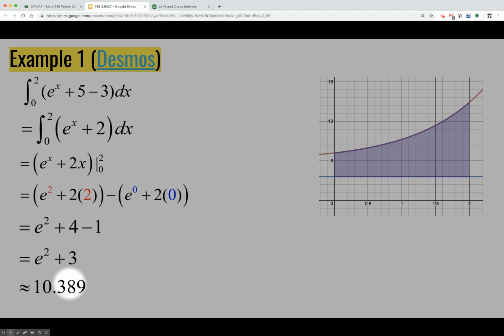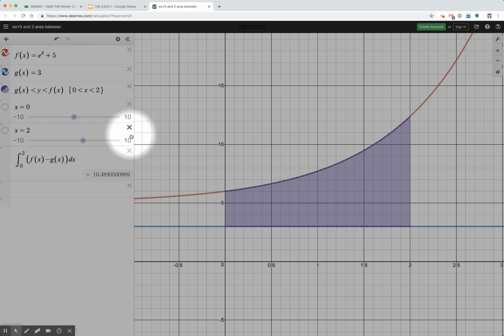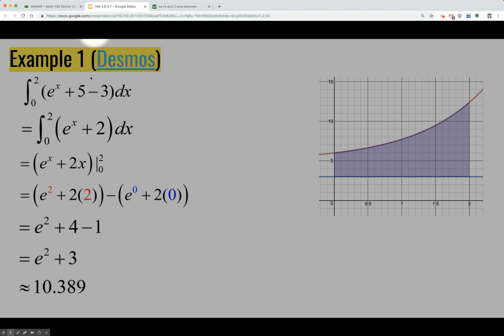And so this represents the area, the shaded area between the red curve and the flat blue curve. And again, if I go back to Desmos, you can see here I've actually computed that. The integral from 0 to 2 of f of x minus g of x dx is 10.389. And so that's the answer we got back over here.